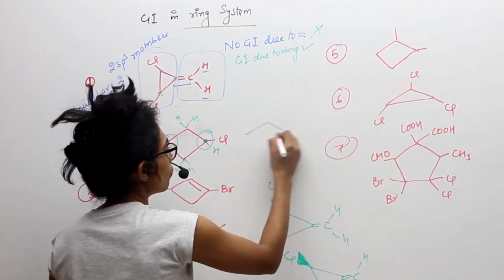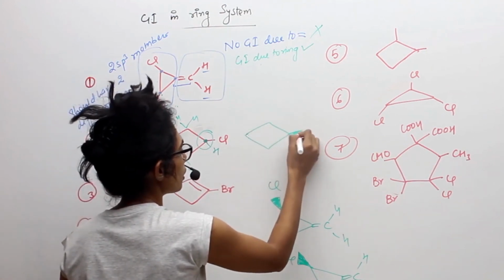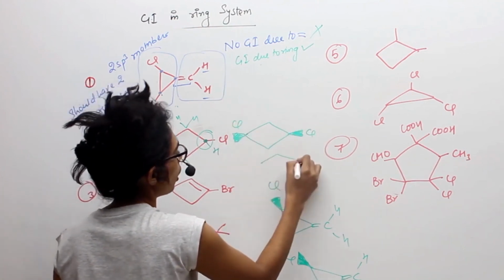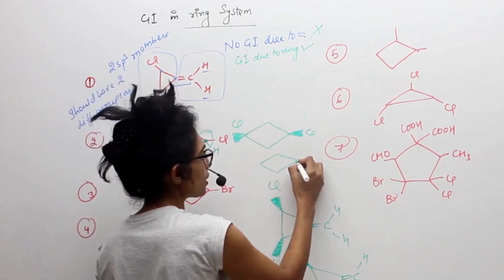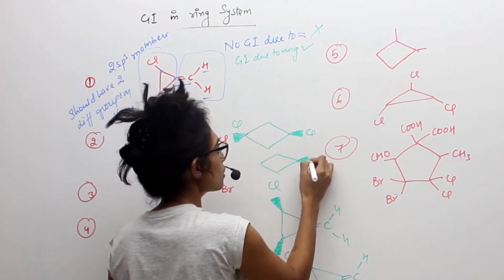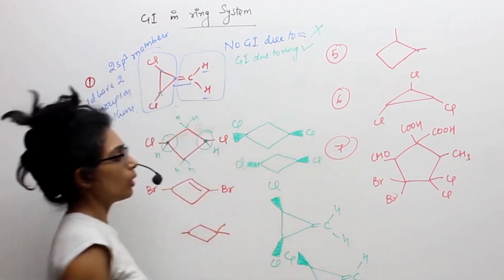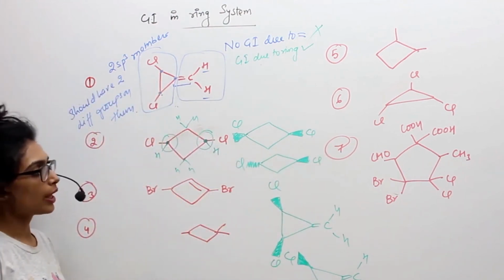How? One compound will be with both the chlorines towards the viewer or away from the viewer, either way it can be. So do not get confused that it is always towards the viewer. Both can be away from the viewer also. And this is one away, one towards. So this is how it will show GI.